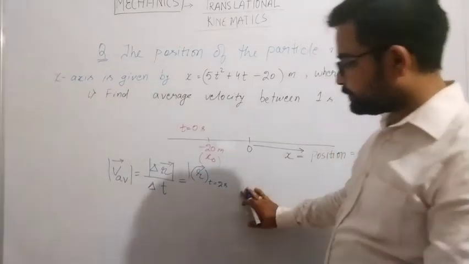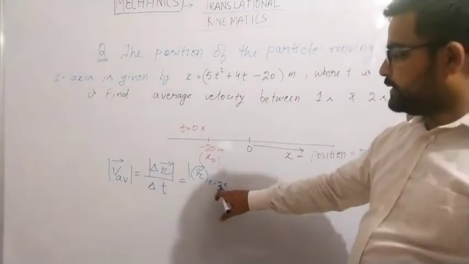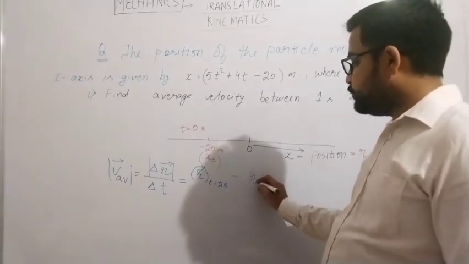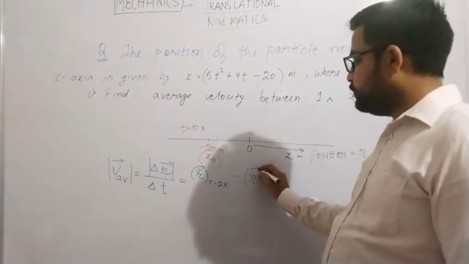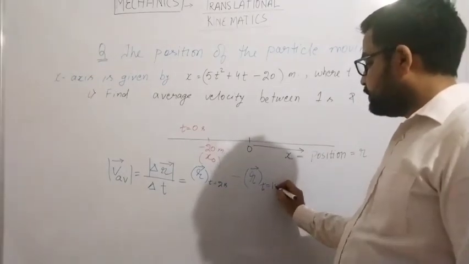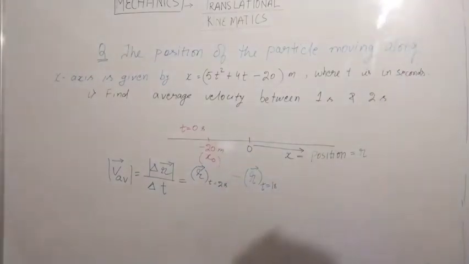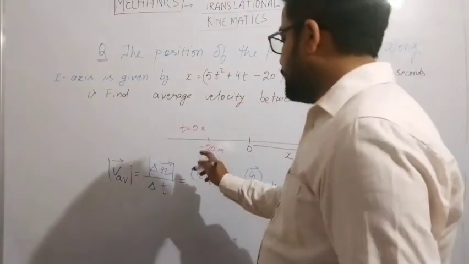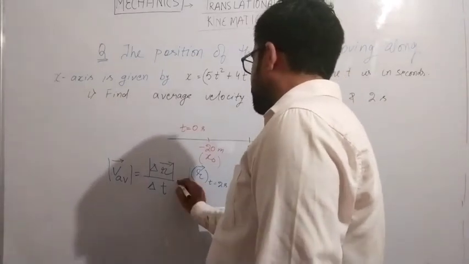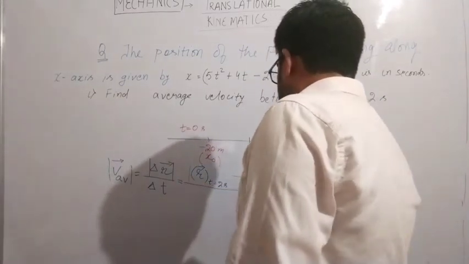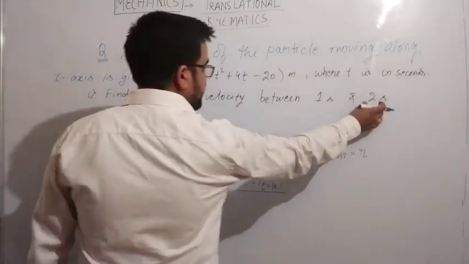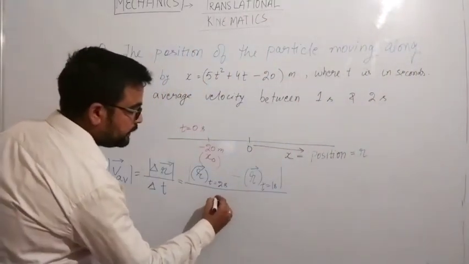So r at t is equal to 2 seconds minus position at t is equal to 1 second, and put the bar because we are talking about magnitude only, whole upon the time taken. The time taken is t2 minus t1, that is 2 minus 1.